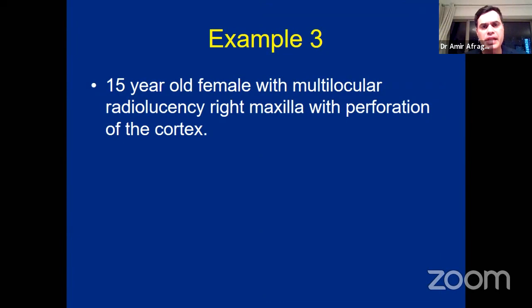And the last example that I'm going to show you is a 15-year-old, and this one actually broke all the traditional boundaries of using a brush, and this surgeon actually got quite creative with the brush here. This is a 15-year-old female who presented to the oral surgery clinic with a multilocular radiolucency of the right maxilla, which actually perforated the cortex and presented out of the cortex. So what the surgeon did was brush the lesion as it broke out of the cortex, put it on the smear, and then send it to me.